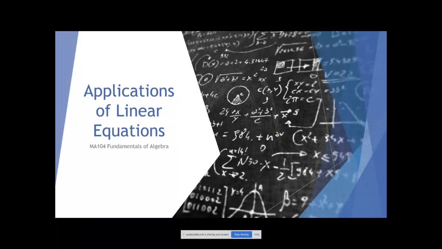Okay, applications of linear equations. So this is basically word problems. This is where a lot of people struggle, and I'm going to try to give you some tips as best I can to help make the process a little easier.